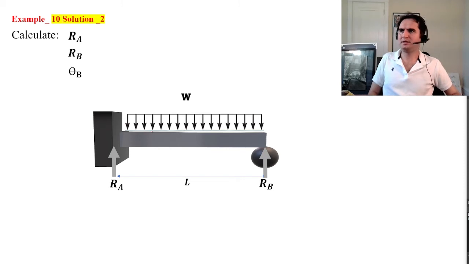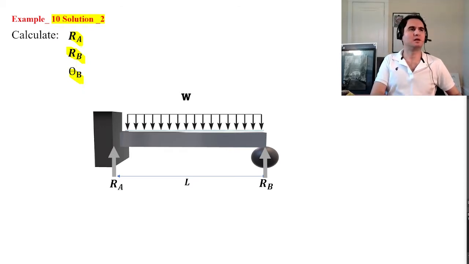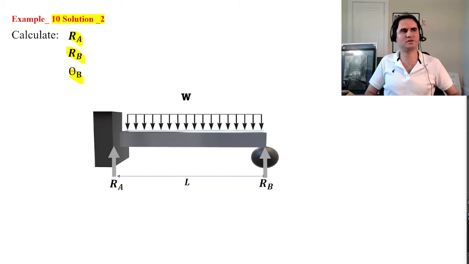So again, in this one-degree indeterminate beam structure, we want to know what the reaction at A is, what the reaction at B is, and what theta at B is. We already solved this problem with three methods: the integration method, and two others, where the moment at A is redundant and where the reaction at B is redundant.